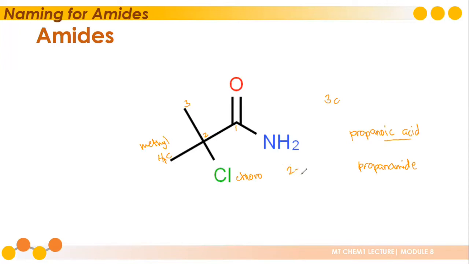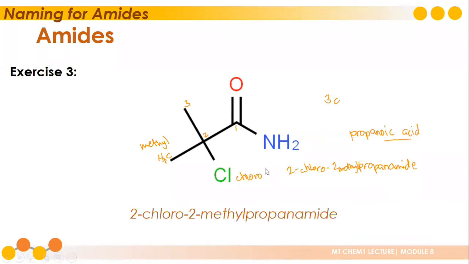So we will be naming it and identifying the substituent by putting them in front of our parent chain name. So this is 2-chloro, 2-methyl propanamide. Let's check if our answer is correct. We have 2-chloro, 2-methyl propanamide.